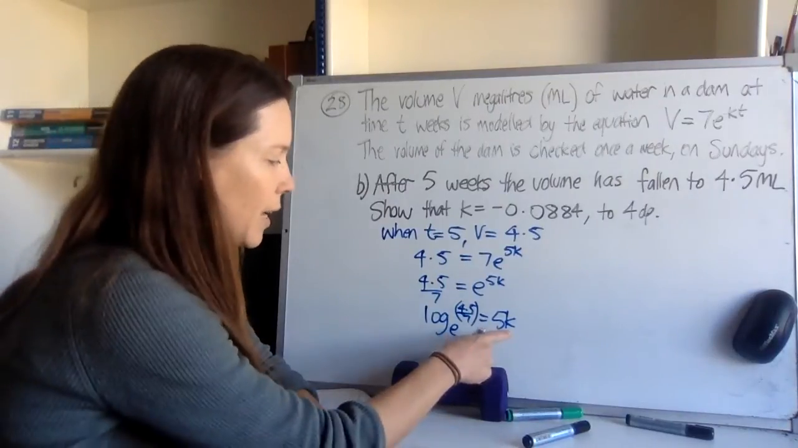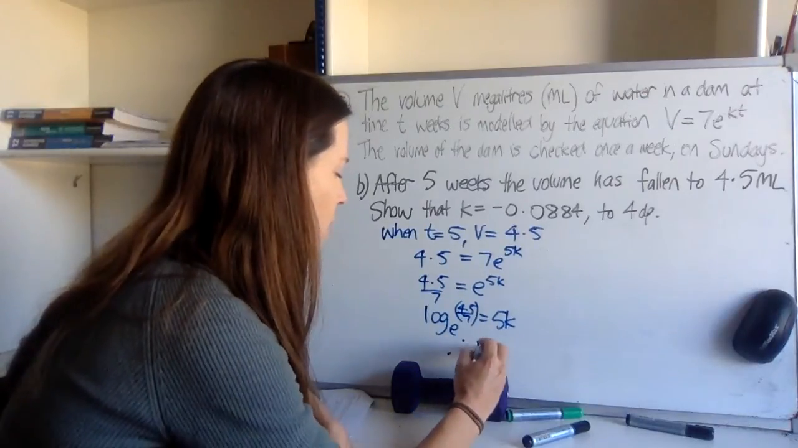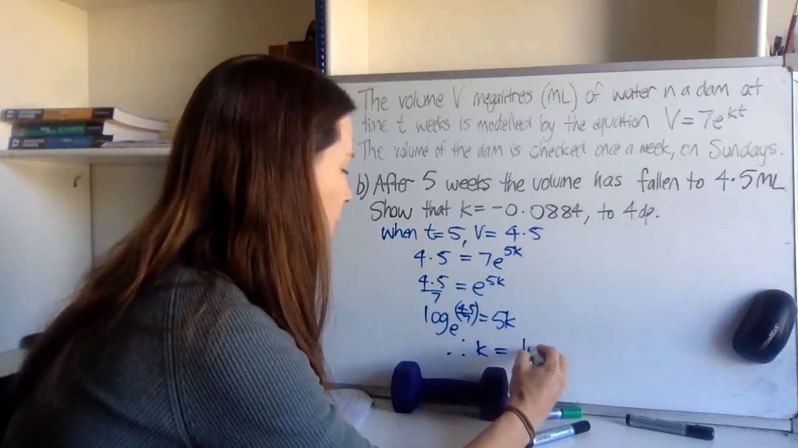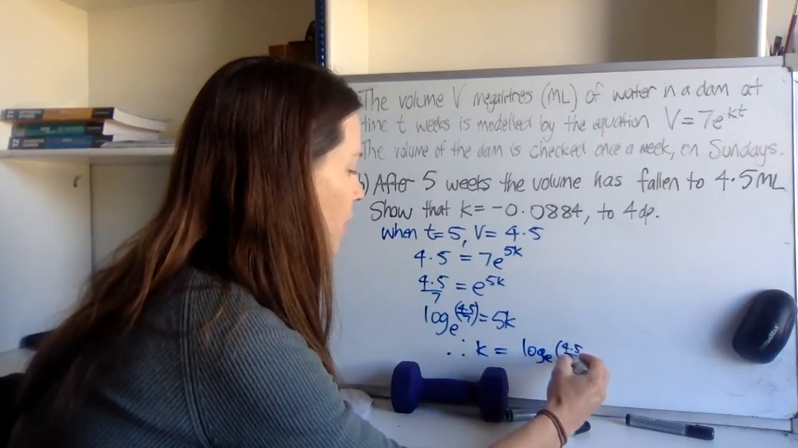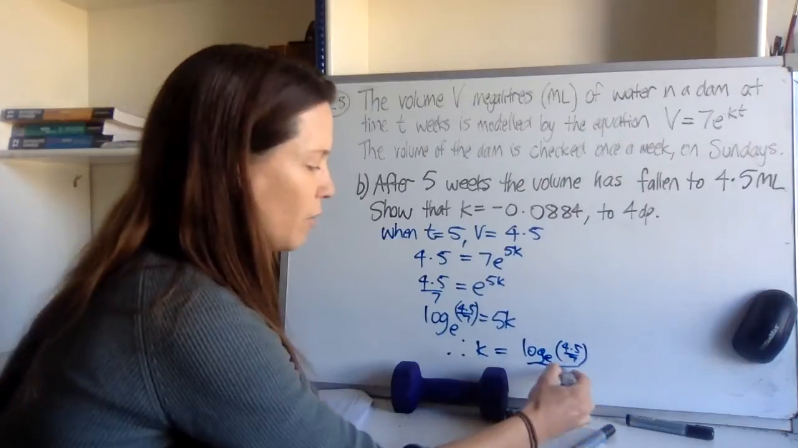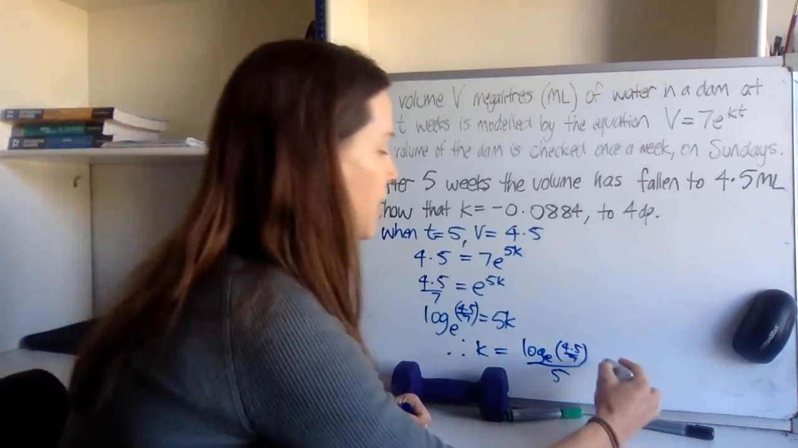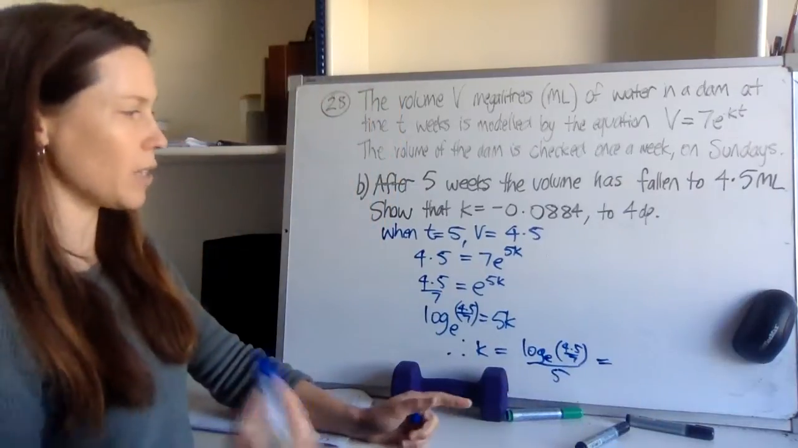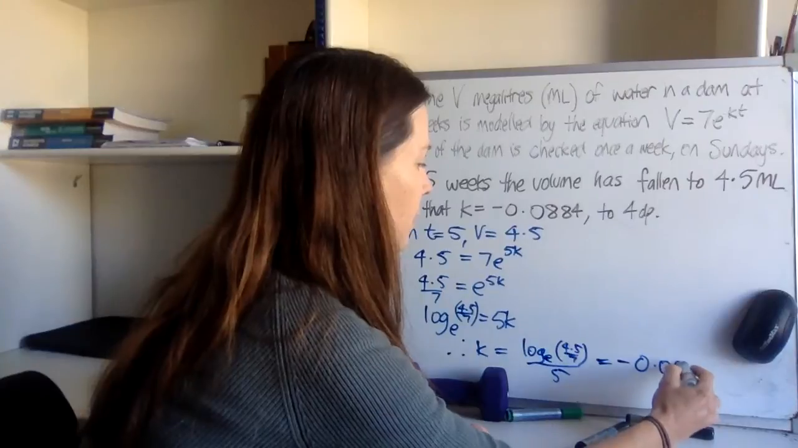All right, how do we get k on its own now? Divide both sides by 5. So we write, therefore, k equals the log base e of 4.5 over 7, and you can either write over 5 like that, or you could put 1/5 out the front. Either way, at this point, now you can reach for your calculator, type it in, and you should get this number, which you'll then write down.